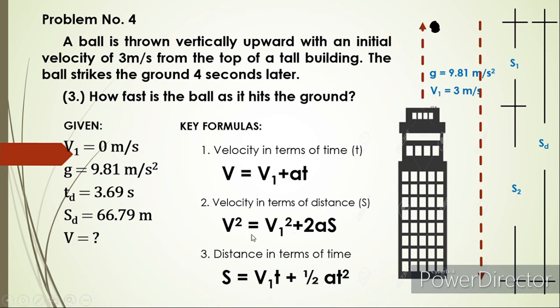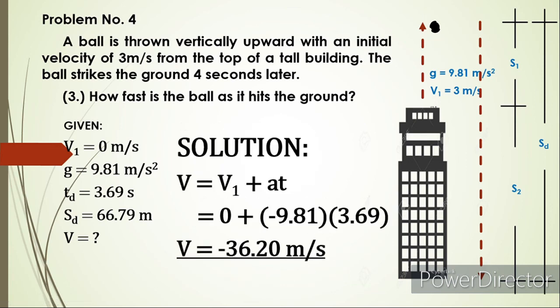Ngayon ang tanong, ano daw ang velocity ng bola nung tumama siya sa lupa. So, given halos lahat ng values, syempre doon tayo sa pinakamadali. V is equal to V1 plus aT. Substituting all the values, 0 plus 9.81 times 3.69, V is equal to negative 36.20. Ayan. So, yung bola ay tumama sa lupa ng may bilis na 36.20 meters per second. Again, take note, negative sign indicates that the velocity is downward. Ayan po, question.